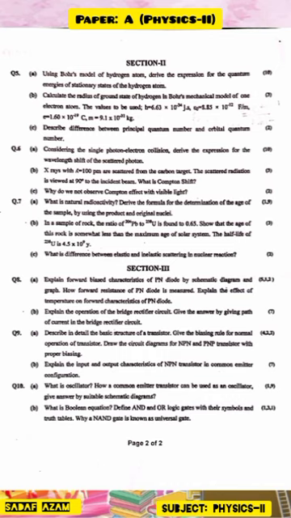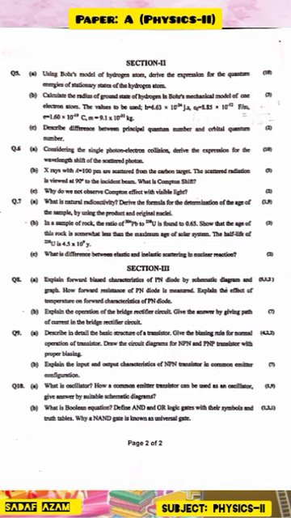Question number 6A. Considering the single photon electron collision, derive the expression for the wavelength shift of the scattered photon. B. X-rays with lambda equal to 100 picometer are scattered from the carbon target. The scattered radiation is viewed at 90 degree to the incident beam. What is Compton shift? C. Why do we not observe Compton effect with visible light?